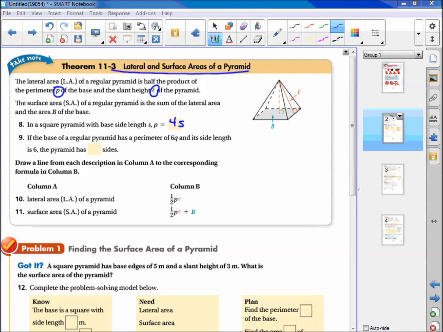If the base of a regular pyramid has a perimeter of 6Q and its side length is 6, the pyramid has Q sides.